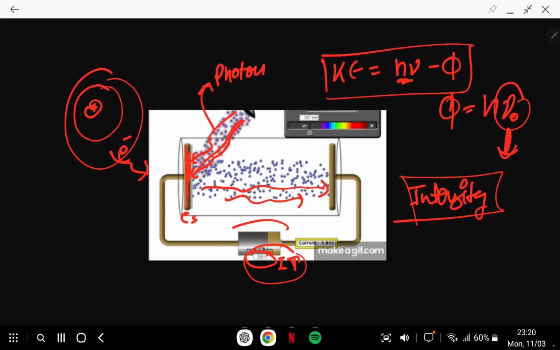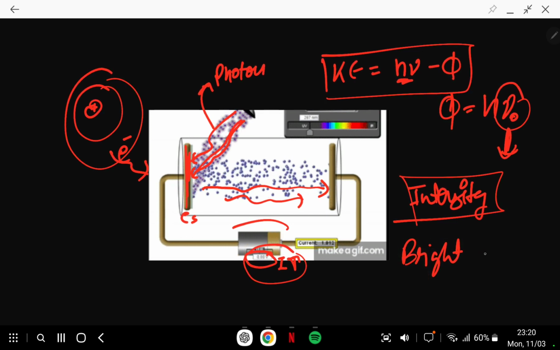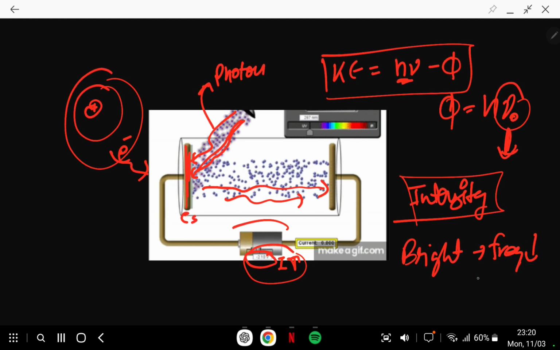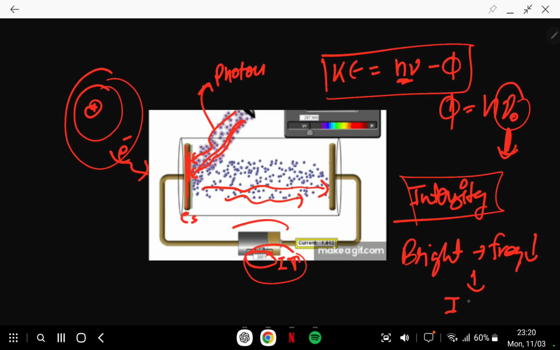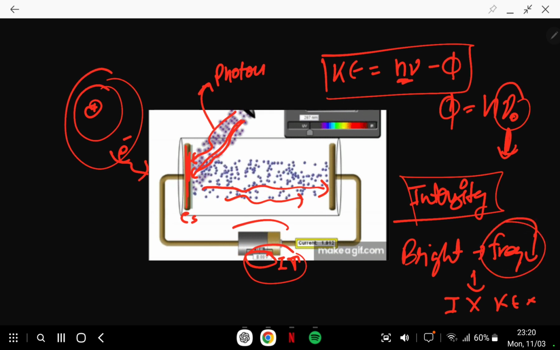What does this mean? If I have a very bright light, but it has a very low frequency, then current will not flow. It will be zero, the kinetic energy will be zero. The electrons will not flow from here because the light does not have enough energy to eject the electrons.